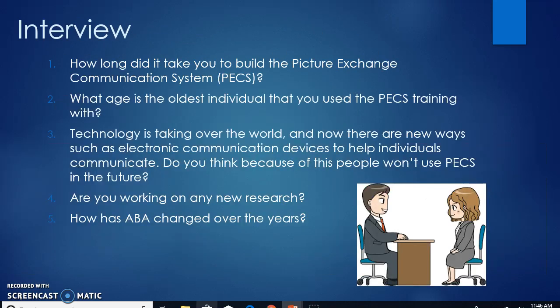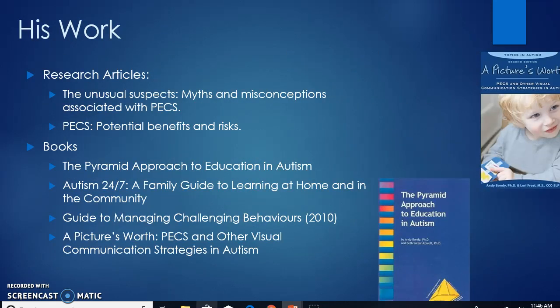Then I will go back to his research article, "The Unusual Suspects: Myths and Misconceptions Associated with PECS." I would like to mention some of the myths that individuals have about PECS. Myth number 1: There is not enough research that supports PECS, when in reality there have been more than 100 publications related to PECS. These publications include books, literature reviews, and case studies.